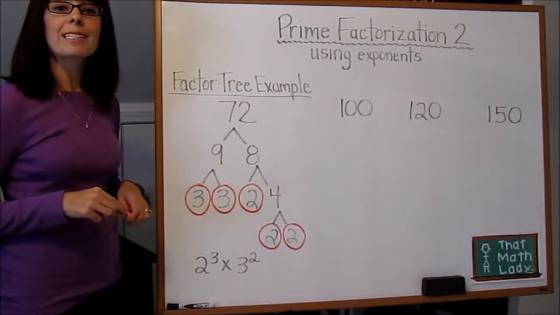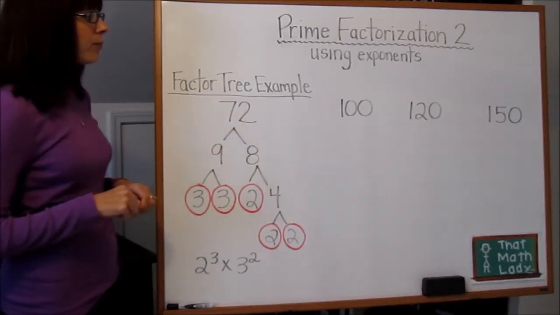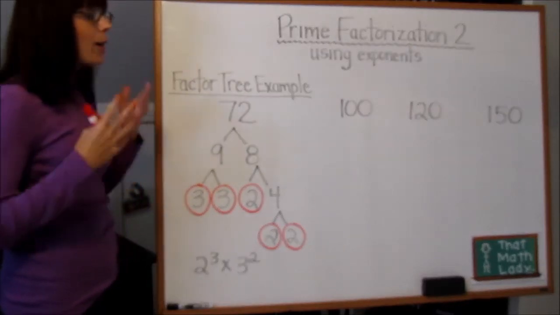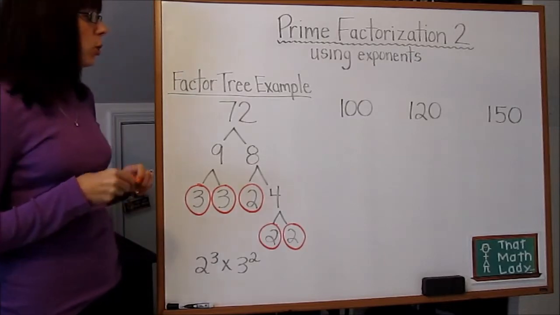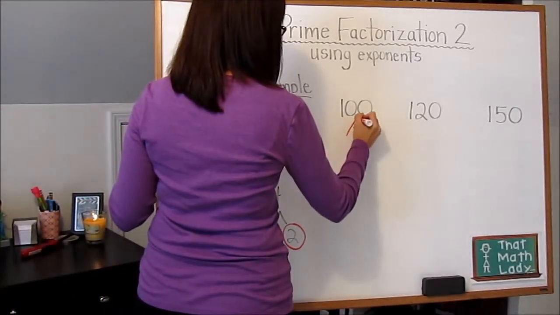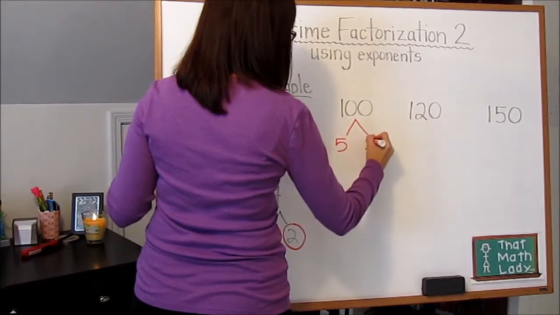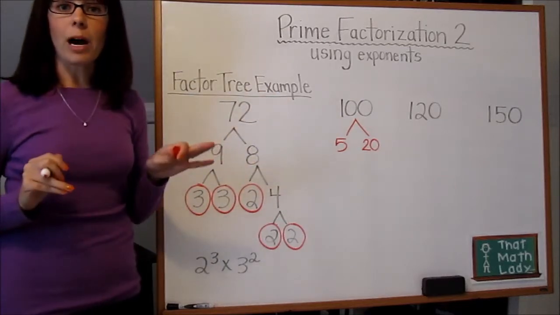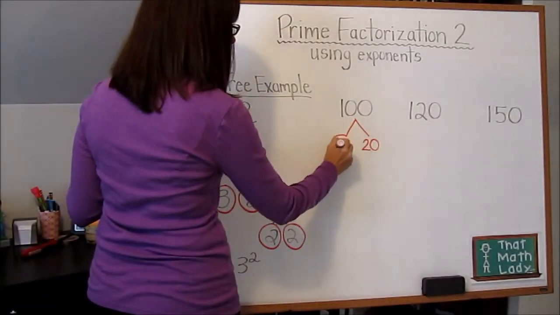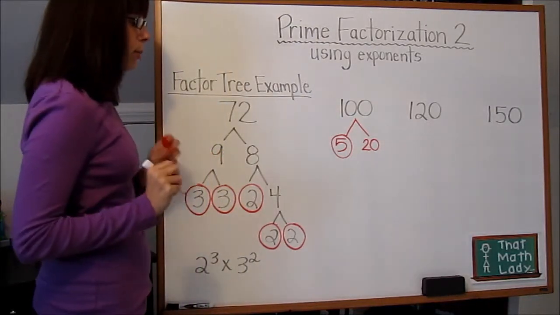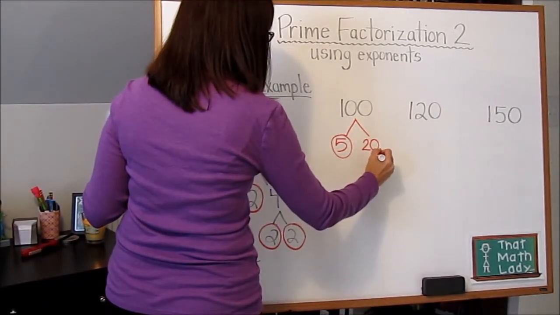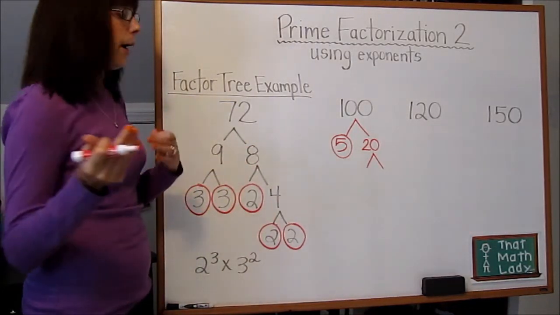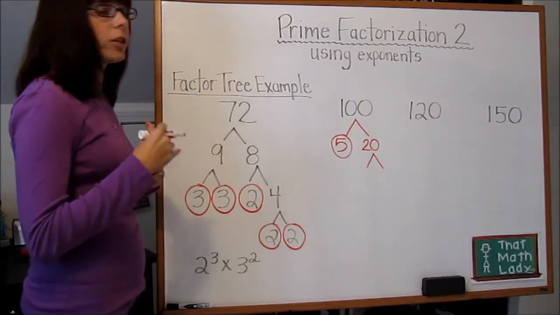Let's go ahead and do a few more examples. Okay, we have the number 100, and I'm just going to think of two numbers that when I multiply them together I get 100, and I'm thinking of the numbers 5 and 20. So I'm going to branch that out. I have 5 and 20 because 5 times 20 is 100. And 5 is a prime number, so I'm going to circle that. And 20 can be broken down even more. We could do it a couple different ways. We could do it 2 and 10, or we can break it down to 4 and 5. I think I'm going to break it down into the numbers 2 and 10.